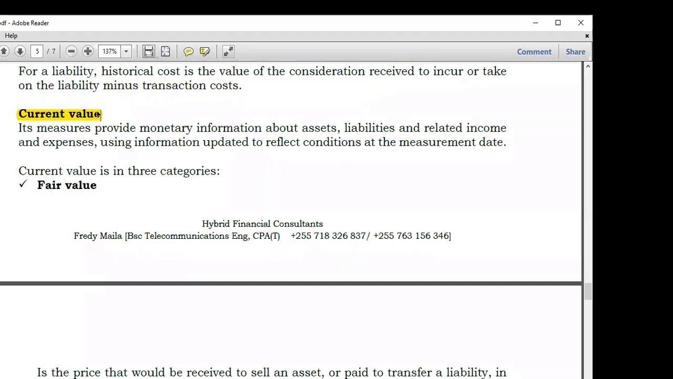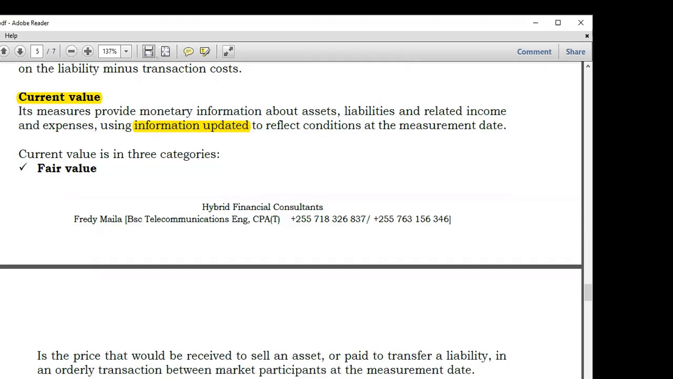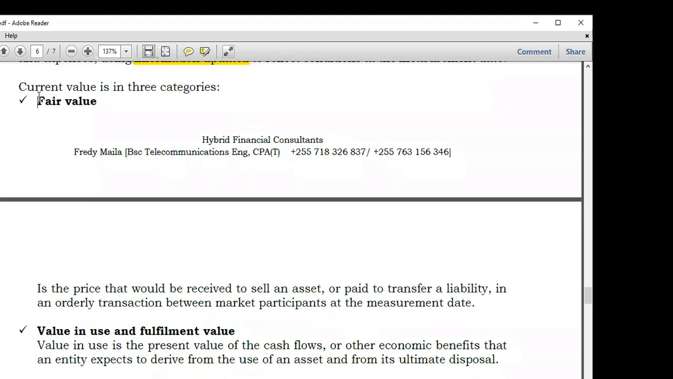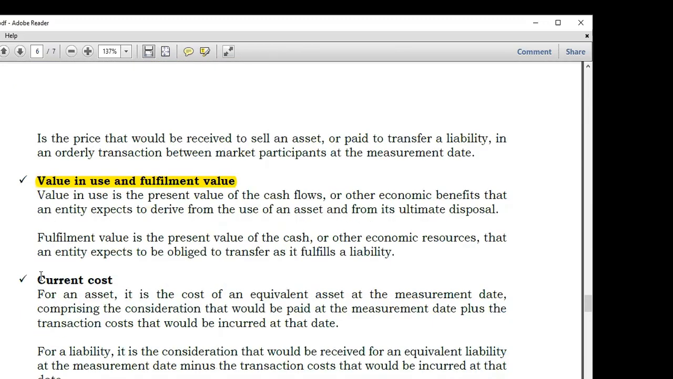We say that it measures provide monetary information about assets, liabilities, and related income and expenses using information updated to reflect conditions at the measurement date. So simply speaking, it uses updated information rather than historical information. And actually, there are different ways here. We say that we can have three different ways. That is fair value. We'll see how. Also, we have something called value in use and fulfillment value. We're going to see them soon. Then lastly, you have something called current cost.